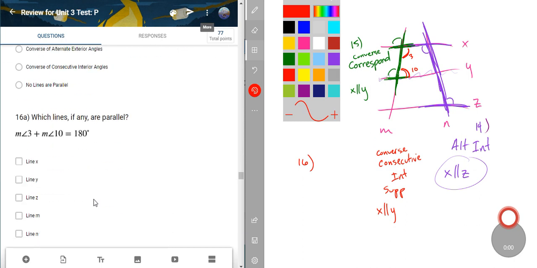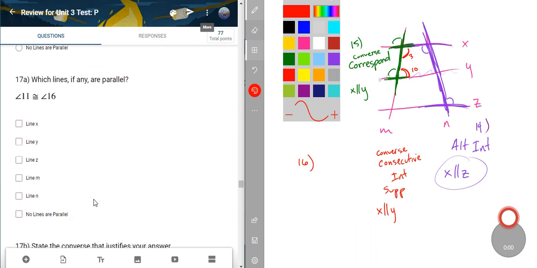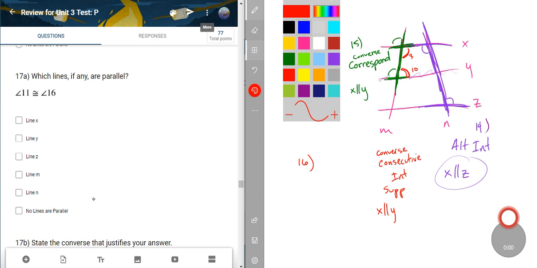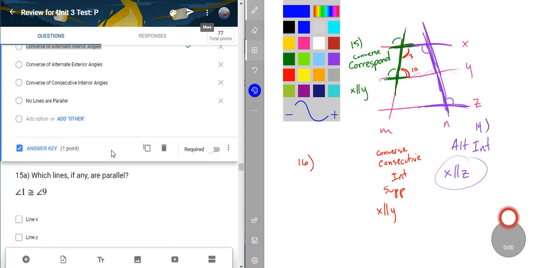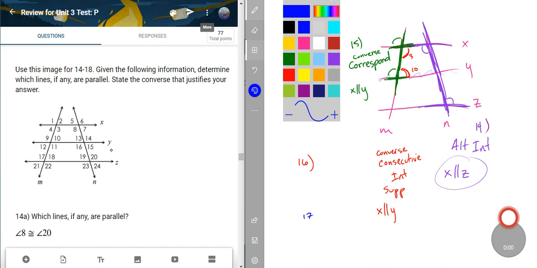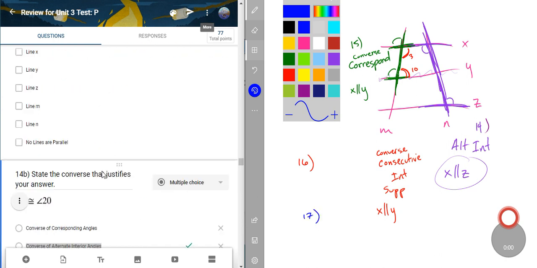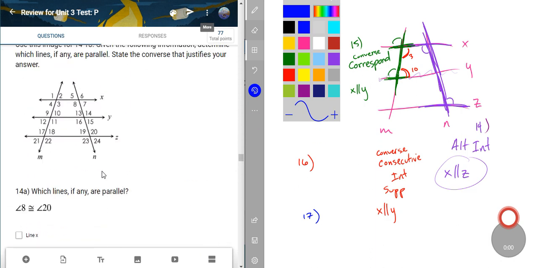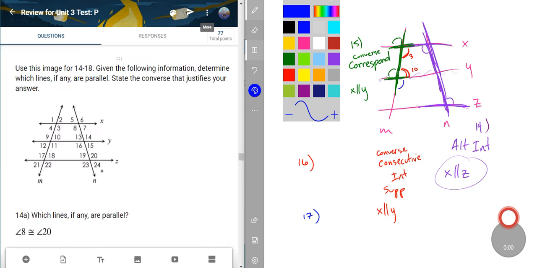I think there's one more, 17. Maybe there's two more. Are there two more? There's two more. 17. Let's see if this becomes too cluttered or not. That's 17 we'll do here in blue. What was I looking at? 11 and 16. So 11 is here. 16 is here. And I know that 11 and 16 are congruent.